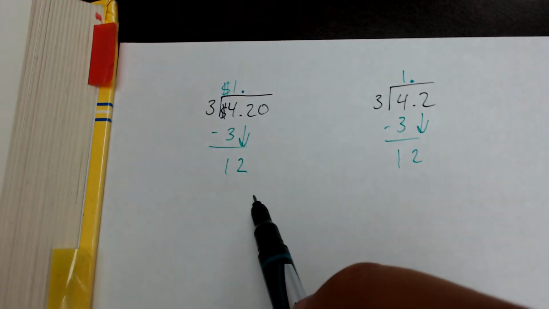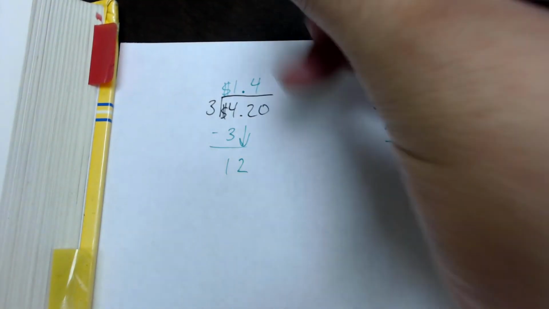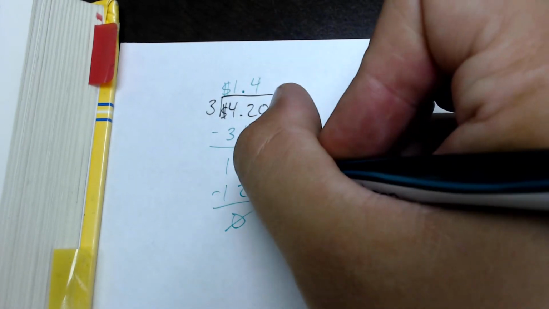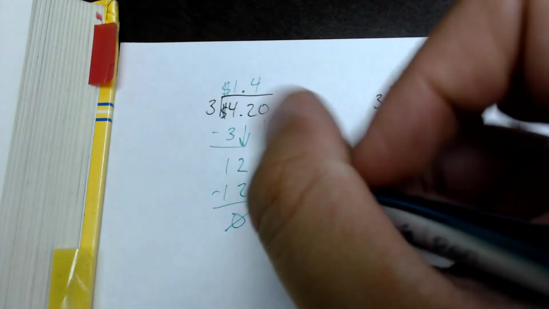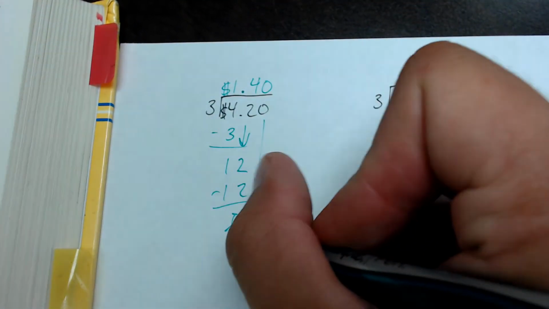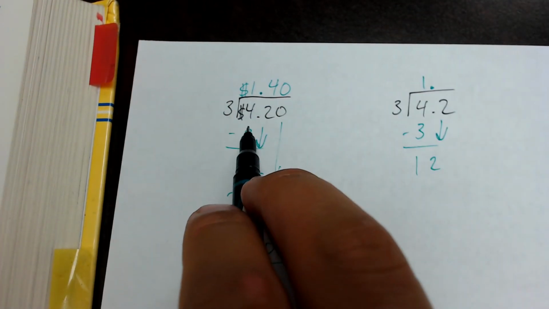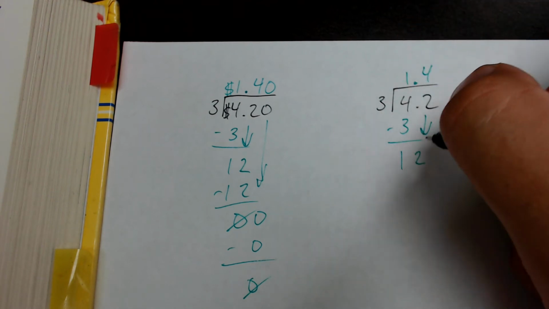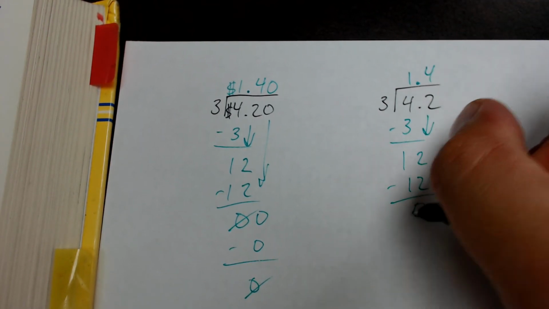Then we would say, how many times does 3 go into 12? The answer is 4. 3 times 4 would give us 12. That would subtract. We'd get a 0. We'd bring down our 0. 3 goes into 0, 0 times. And we have $1.40. Here, 3 goes into 12 4 times. 4 times 3 is 12. We subtract, and we've got 0.